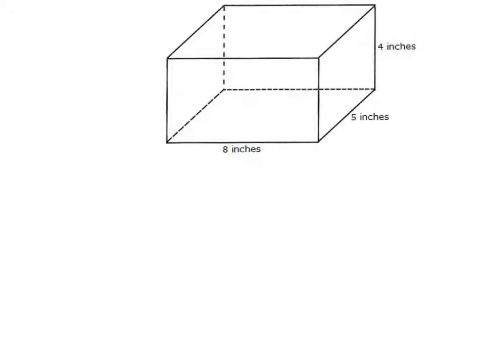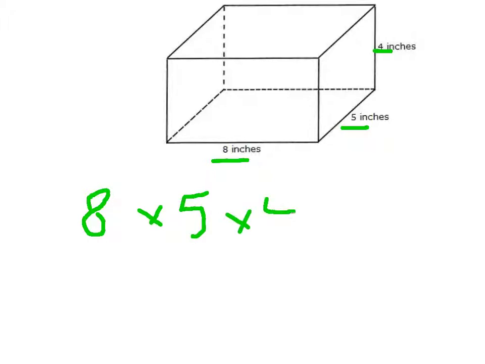Let me choose a new colour. Which colour would you like? Green. Okay. I've gone with green. Good colour. I like green. I'm not going to write the formula down this time. I'm just going to go with it. So I've got 8, 5, and 4. So I think 8 is my length, 5 is my width, and 4 is my height. So I'm going to go with that. So I'm going to do 8 times 5 times 4.